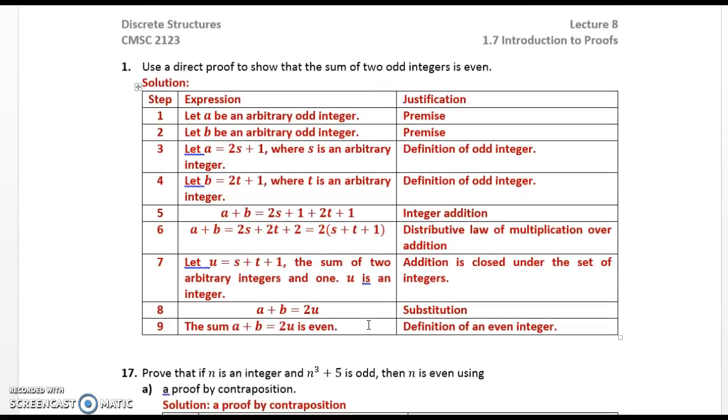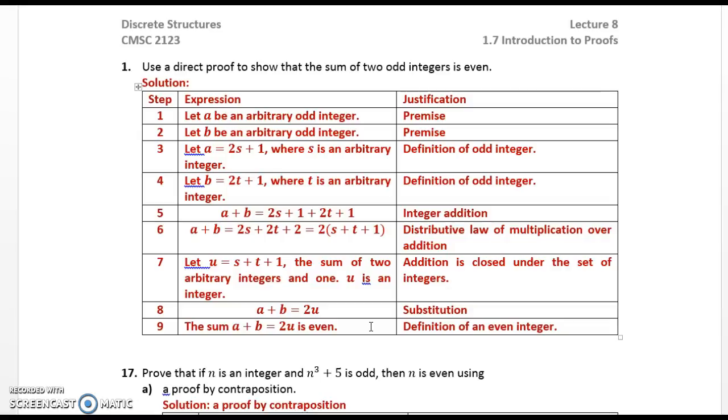Now we explain some exercises that are similar to the ones that are assigned for this section in our text. 1. Use a direct proof to show that the sum of two odd integers is even.